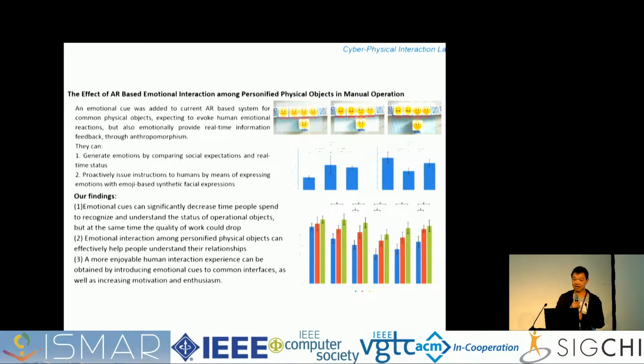We hold the view that every physical object can be personified to have and express emotions using augmented reality. So relationships between objects can be presented using emojis. In a manual task, we found that the emotional cue can help to decrease time, but increase more errors.